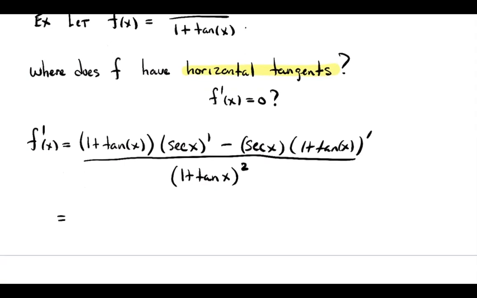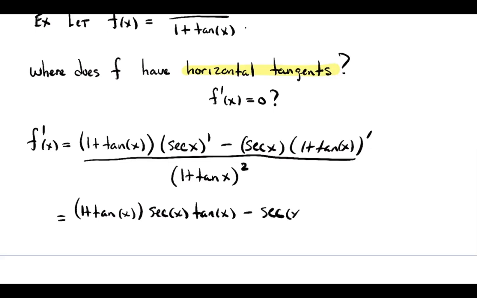Let's see what we can do here. We got 1 plus tangent x in the numerator, not doing anything to that, but the derivative of secant, you should stop the video and go back up to the table because it's a brand new derivative for you, but I've memorized it and I'm just going to keep going. The derivative of secant is secant times tangent. That's what is written in that table up there.